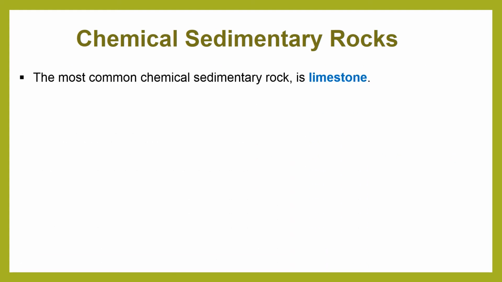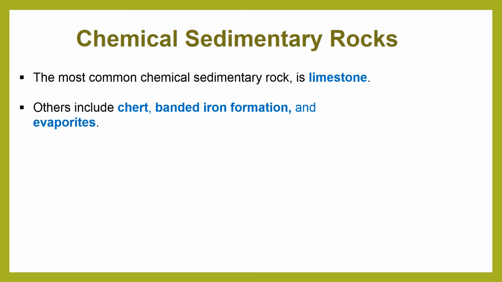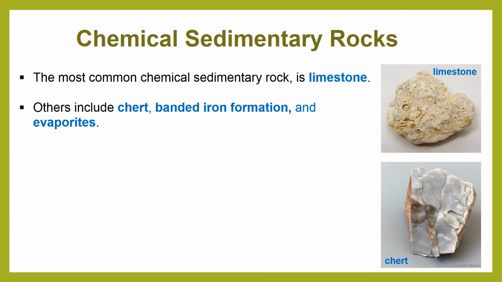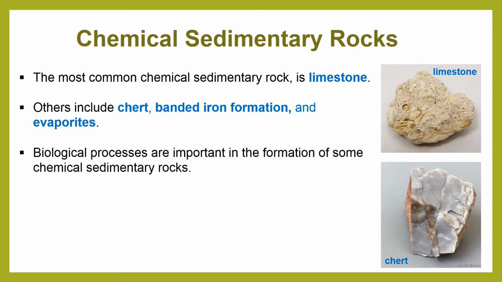A good example of chemical sedimentary rocks is limestone, which is a very famous rock. Other rocks include chert, banded iron formation, and evaporites. We will not talk in detail about every type of those, but we will take an example of limestone, chert, and maybe evaporites. You can see on the right side the picture of limestone and chert. Maybe you will be familiar with those when you see them in nature. Biological processes are important in the formation of some chemical sediments. Yes, sometimes chemical sedimentary rocks also involve biological processes.